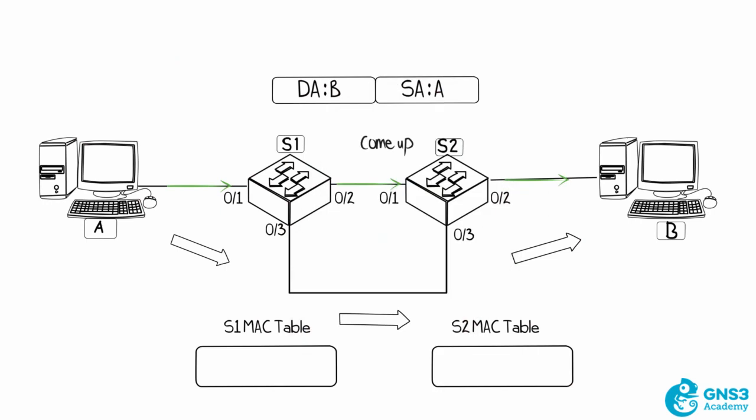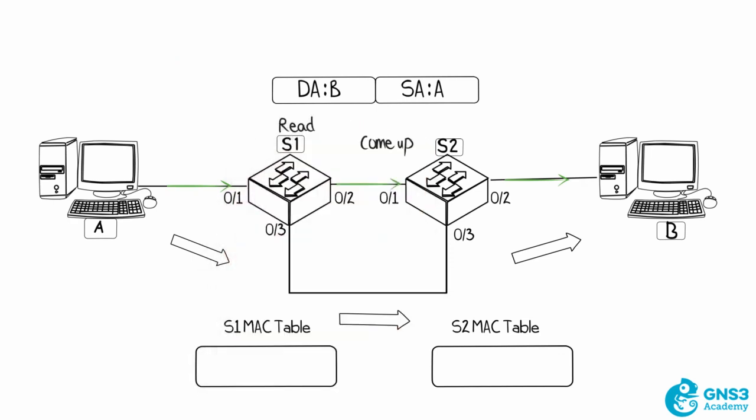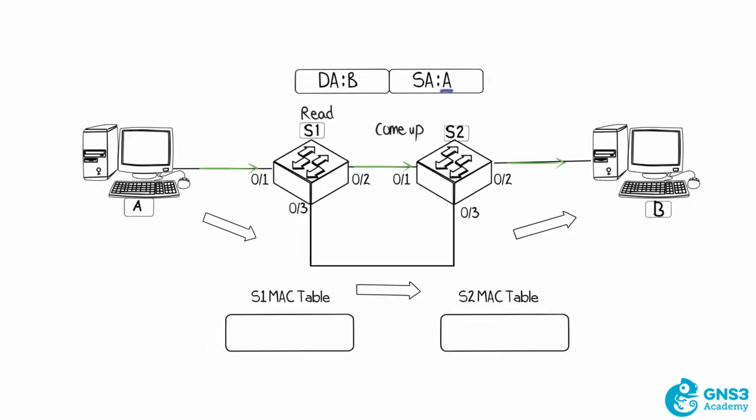So A is sending a frame to B, and when it arrives at switch 1, the switch will read the source MAC address of the frame and see that the source address is A. The switch will update its MAC address table to state that A can be found on port 1. MAC address B, however, is not in the MAC address table, so the switch will flood the frame out of all ports except the port on which it arrived. So in this example, the frame will go out of port 2 as well as port 3. It does that because it doesn't know where MAC address B is.